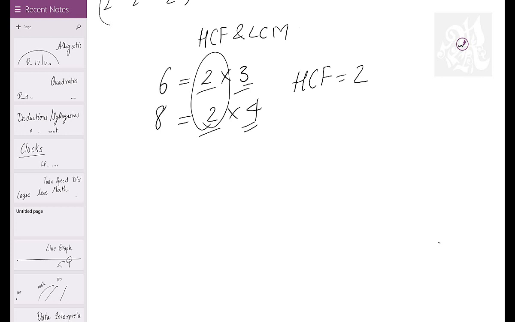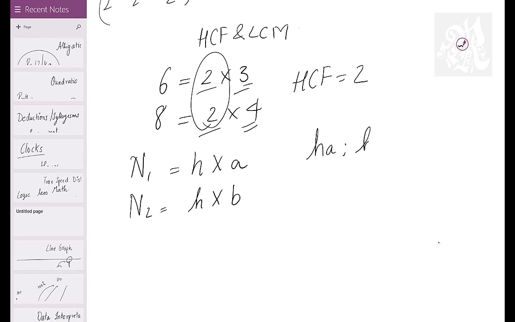So anytime I can write the first number as HCF into something, let's say N1, HCF into some other thing is the second number. So two numbers can always be expressed as HA and HB, where H is their HCF and A and B are something that do not have anything more in common. If A and B don't have anything more in common, A and B are also called co-primes.